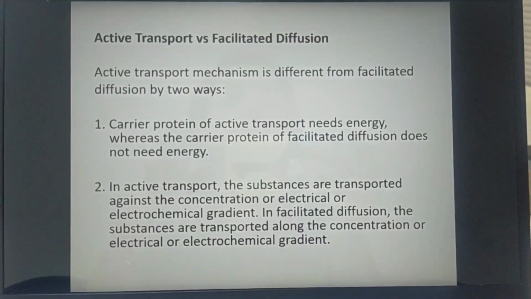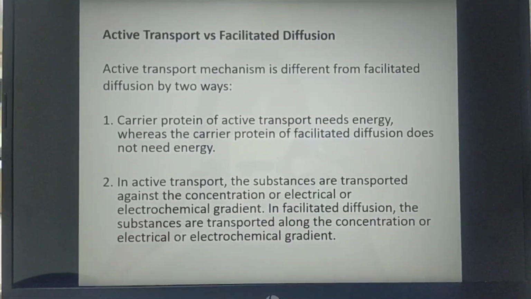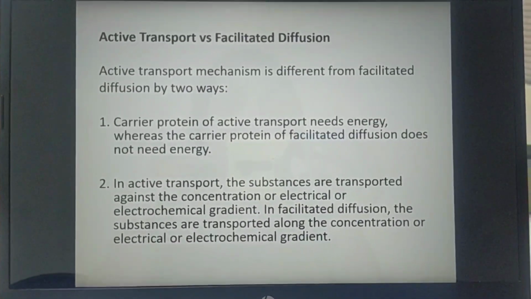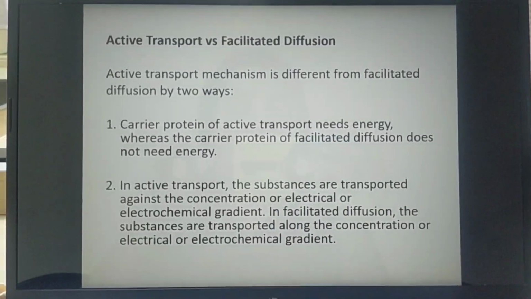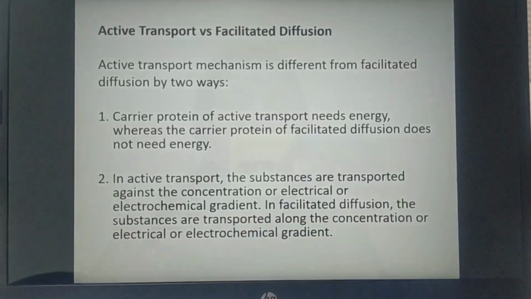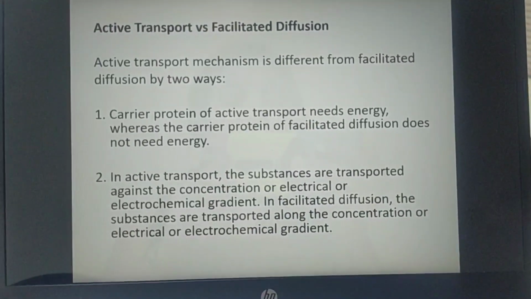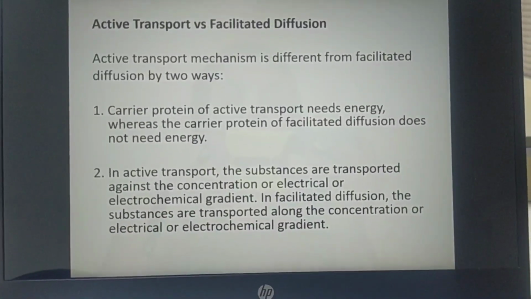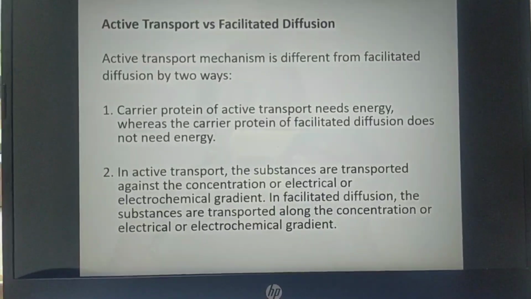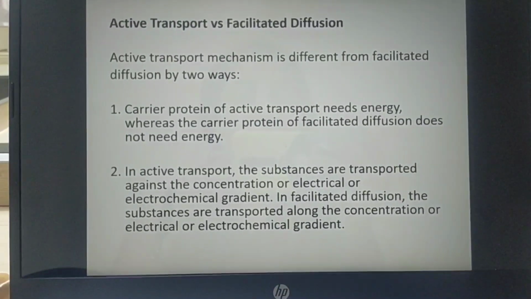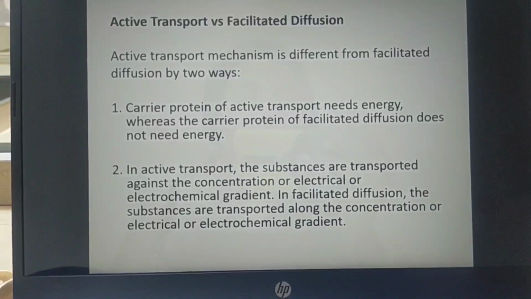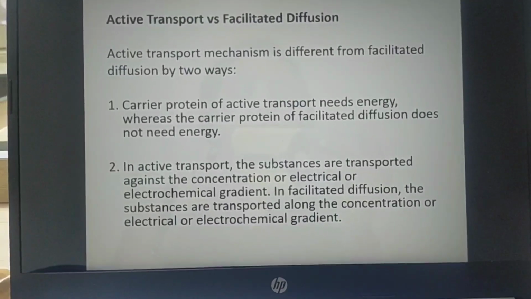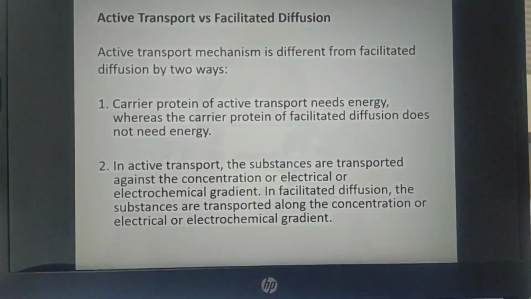So what is the difference between active transport and facilitated diffusion? The active transport mechanism is different from facilitated diffusion in two ways. First, the carrier protein of active transport needs energy, whereas the carrier protein of facilitated diffusion does not need energy. So this is the basic difference. And second, in active transport, the substances are transported against the concentration or electrical or electrochemical gradient. In facilitated diffusion, the substances are transported along the concentration or electrical or electrochemical gradient.